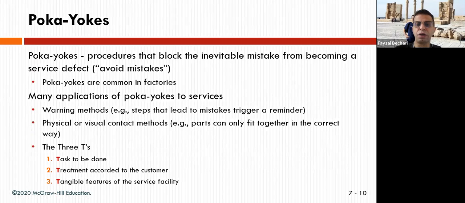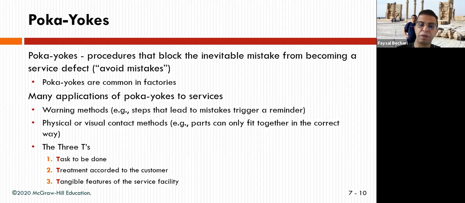So Poka-yoke is a procedure that blocks the inevitable mistakes from becoming a service defect. Avoid mistakes. It's basically you avoiding the mistakes. It is the procedures for how you minimize and avoid mistakes.